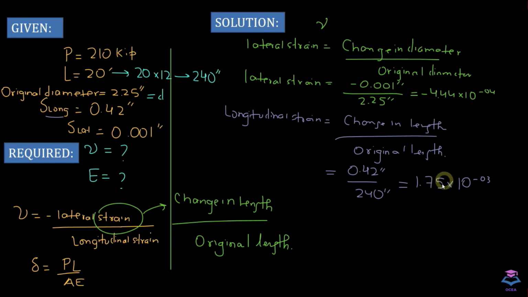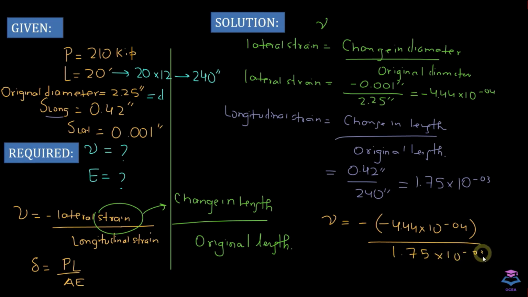After calculating these strains, substitute these strains into this formula. So mu from here is equal to minus the lateral strain, which is minus 4.44 raised to the power minus 4, divided by the longitudinal strain, which is 1.75 raised to the power minus 3. So mu from here is equal to 0.253. And we're done with the first question.